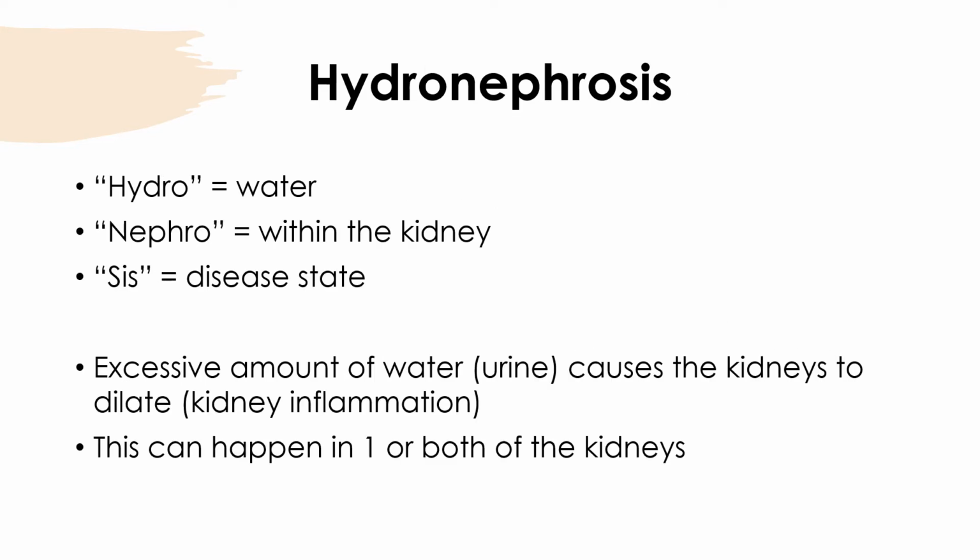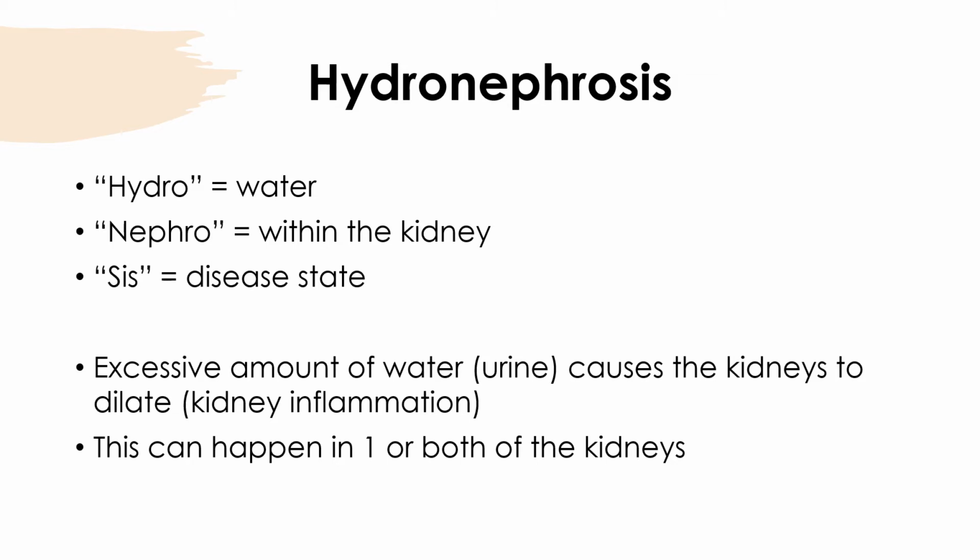So hydronephrosis, okay? So hydro meaning water, nephro meaning kidney, and osis is really a disease state, okay? So it's really water within the kidney. And it's dilation or enlargement of the renal pelvis caused from backflow of urine. So we have some sort of obstruction that's causing backflow, and it's causing water within the kidney to swell, okay? So it's really an excessive amount of water, urine, really, causing the kidneys to dilate and inflame and swell. This can happen in one or both of the kidneys, depending on where the obstruction may be.